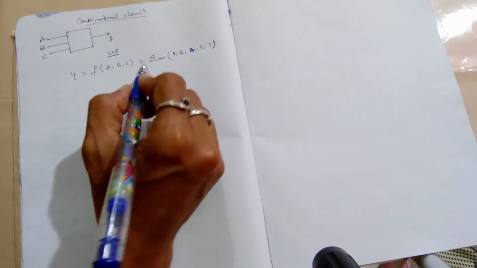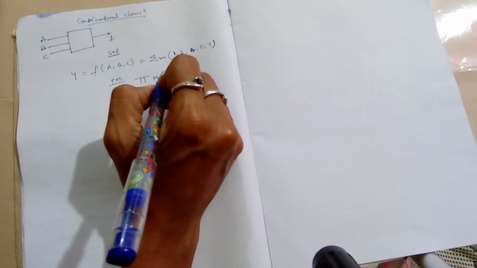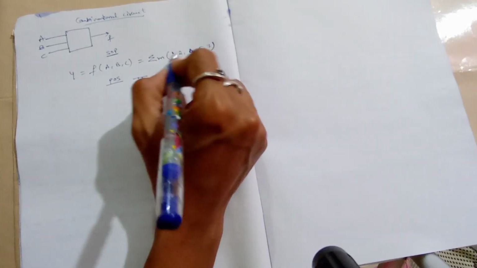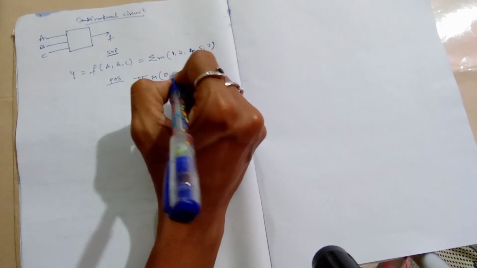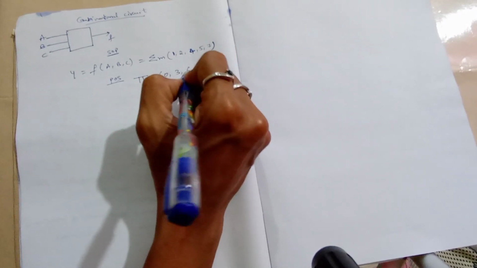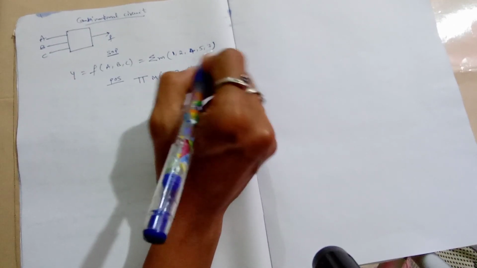Similarly this can be written in terms of POS, that is pi of capital M, maxterms, for the remaining terms, that is 0, 3 and 6. Okay, this is how to write the SOP and POS.